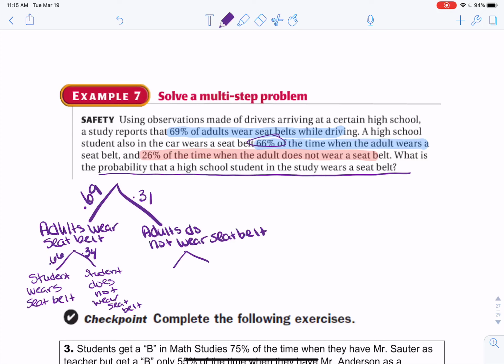And then on this side, the adults who do not wear a seatbelt. So if the adult isn't, it says then 26% of the time the student does not either. Or I'm sorry, the 26% of the time they do. So I'll just put student does over here. So then 100 minus 26 would be 74%. So the student does not.